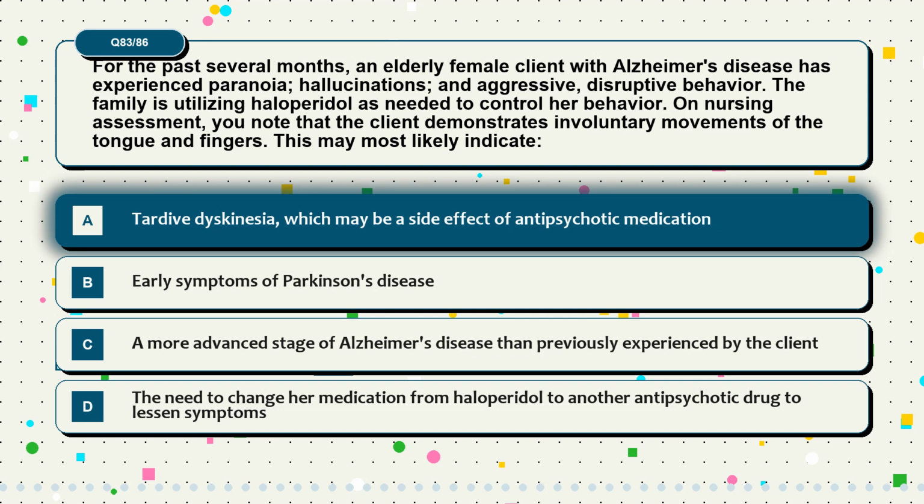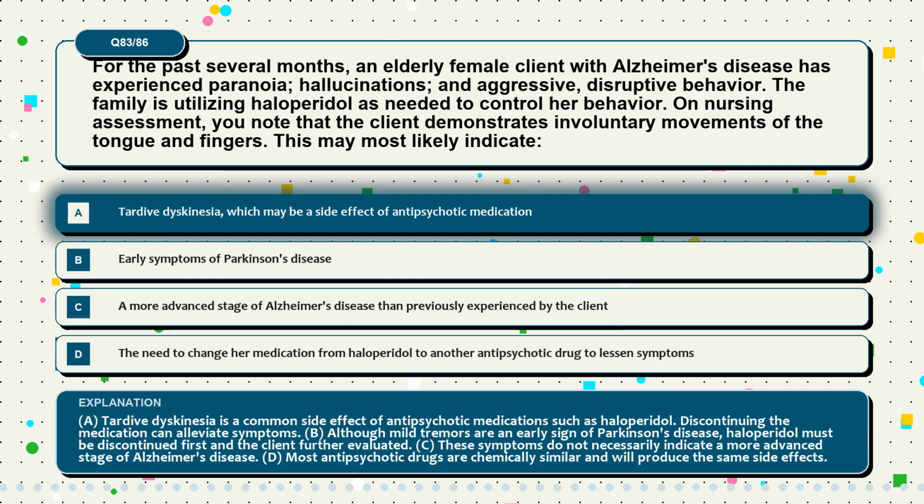The correct answer is option A. Tardive dyskinesia, which may be a side effect of antipsychotic medication. A tardive dyskinesia is a common side effect of antipsychotic medications such as haloperidol. Discontinuing the medication can alleviate symptoms.